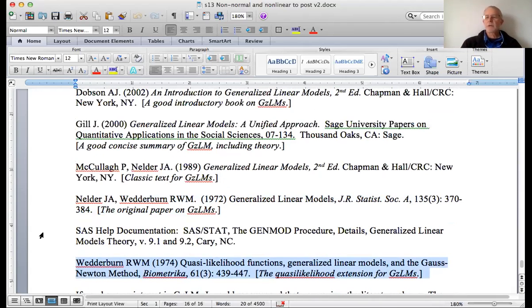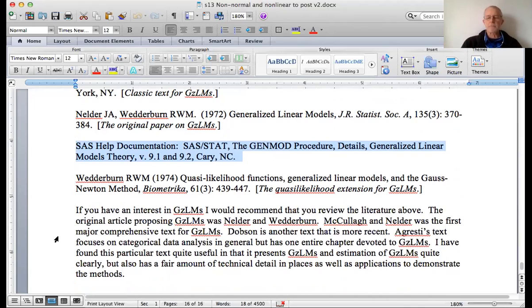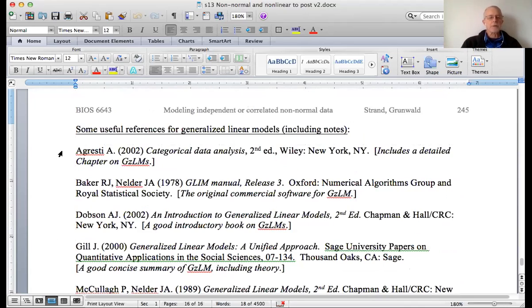The first big book, a classic, was McCullagh and Nelder. There was an earlier edition; this is the second edition. That one's still a classic. I learned a lot from the SAS documentation on generalized linear models. I think the SAS documentation is really good on that. Matt's recommended the Agresti book. I'm not as familiar with that. I think Dobson is a really nice, very hands-on applied book on this. And then this one is kind of interesting historically too.